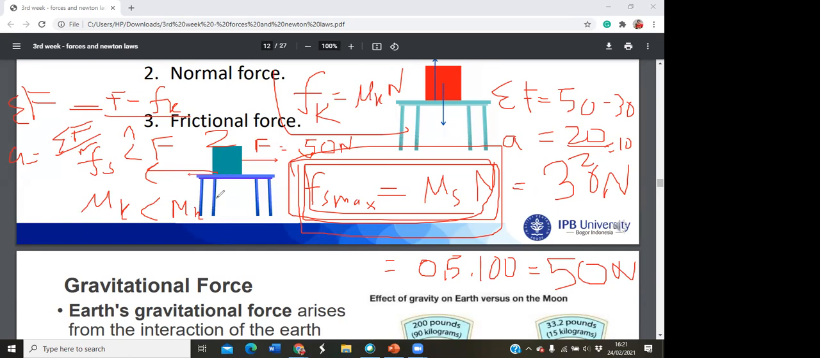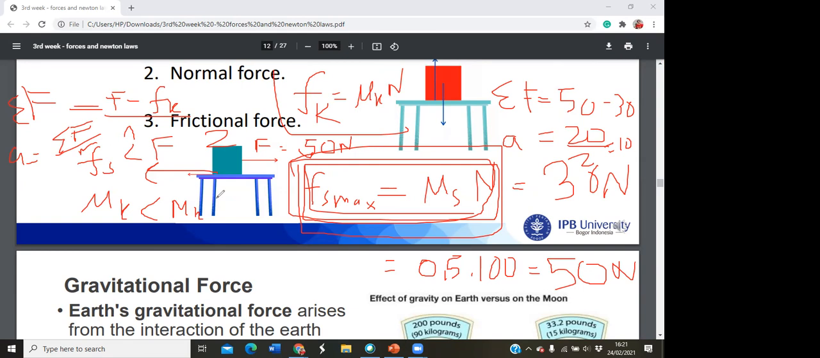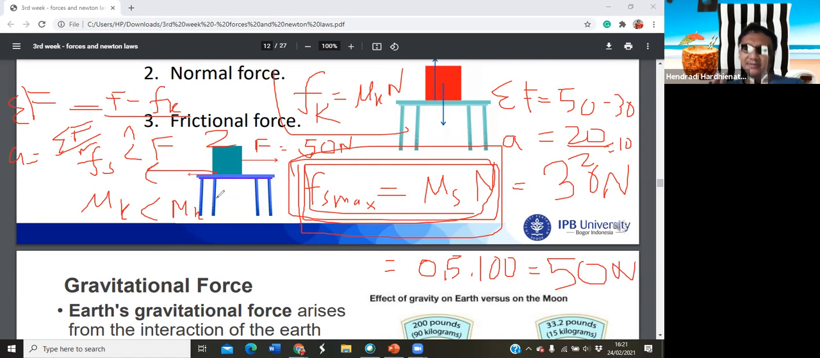Because to move, mu k must be bigger. That's almost correct. Because when you're moving, what is the friction? When you're moving, are the atoms more connected, more attached, or less attached? Is the friction higher or lesser when you move? When you move, the friction is less. Usually less or higher when you move?